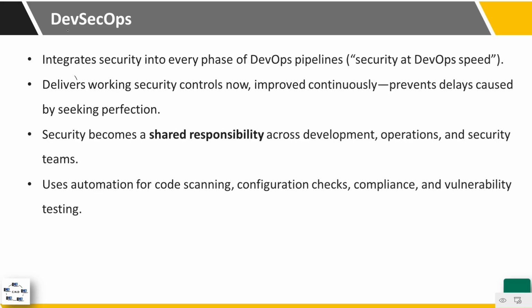Our next topic is DevSecOps. DevSecOps integrates security into every phase of DevOps pipelines. It means security at DevOps speed. It delivers working security controls now, improved continuously, and prevents delays caused by seeking perfection. Security becomes a shared responsibility across development, operation, and security teams. And it uses automation for code scanning, configuration checks, compliance, and vulnerability testing.